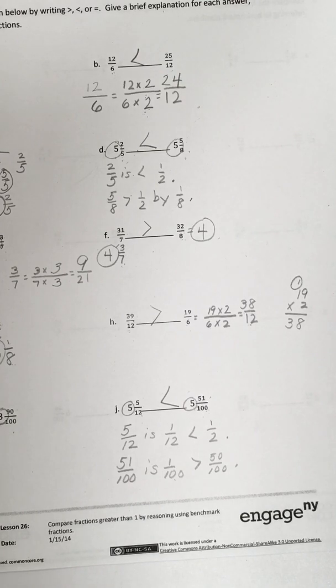I know this can be confusing. I used a lot of different strategies. I used my half benchmark. I made common numerators. I made common denominators. I multiplied the denominators together to get a common denominator. I used mixed numbers and compared whole numbers. Lots of different ways you can go about this. There's no one right way. It is whatever works for you.